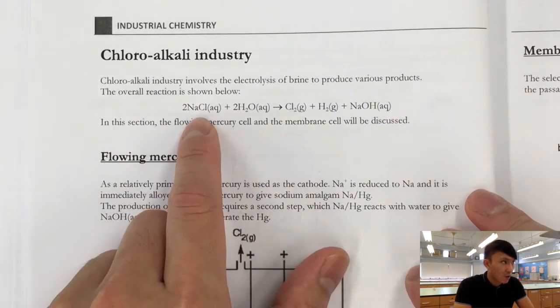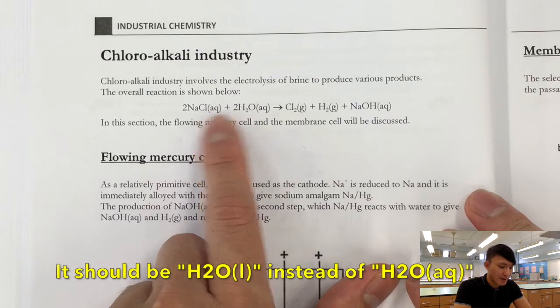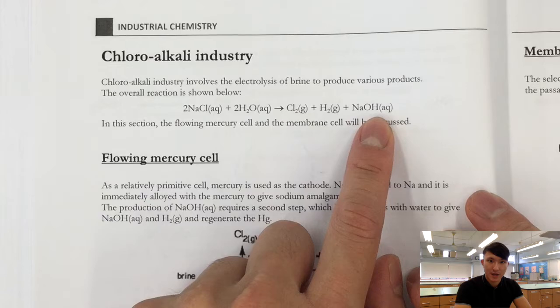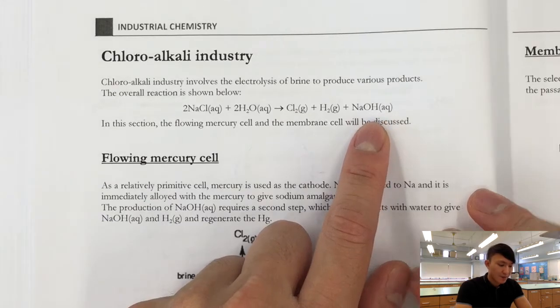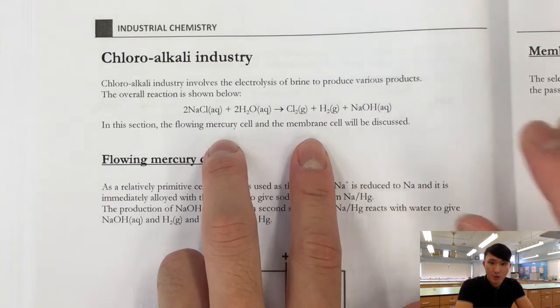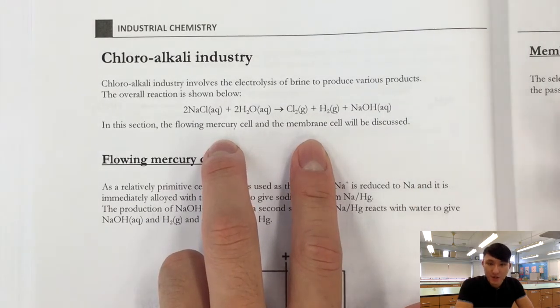The chloro-alkali industry basically involves the electrolytic reaction of seawater. This is the overall equation. As you can see, sodium chloride reacts with water to form chlorine, hydrogen, and sodium hydroxide. In this section, we will be talking about two actual electrolytic cells that are used, or were used, in the real industry.